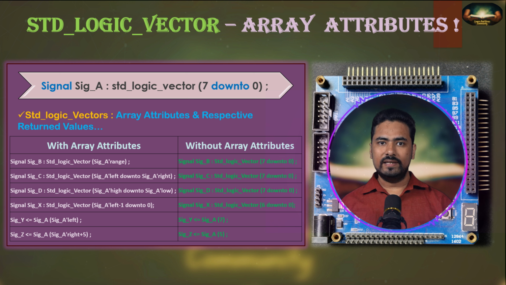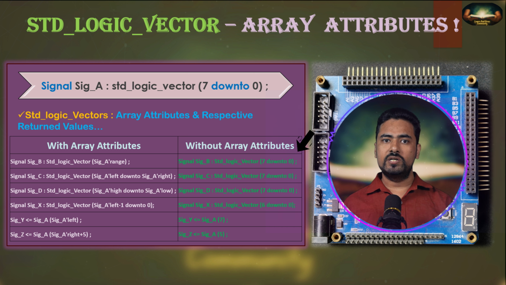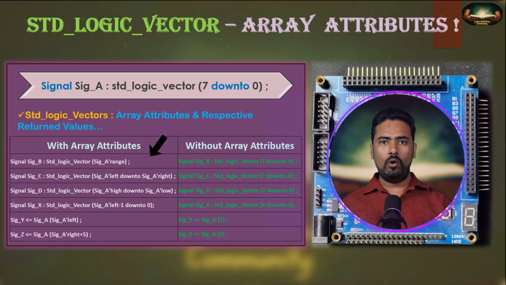But if you declare your signals like the regular approach, say 7 down to 0 or 15 down to 0, then you need to make changes for all the declared signals one by one. Let's conclude this in short that it is highly recommended to use the array attributes throughout your VHDL code. Why? Because it makes your VHDL codes more readable and adaptable.